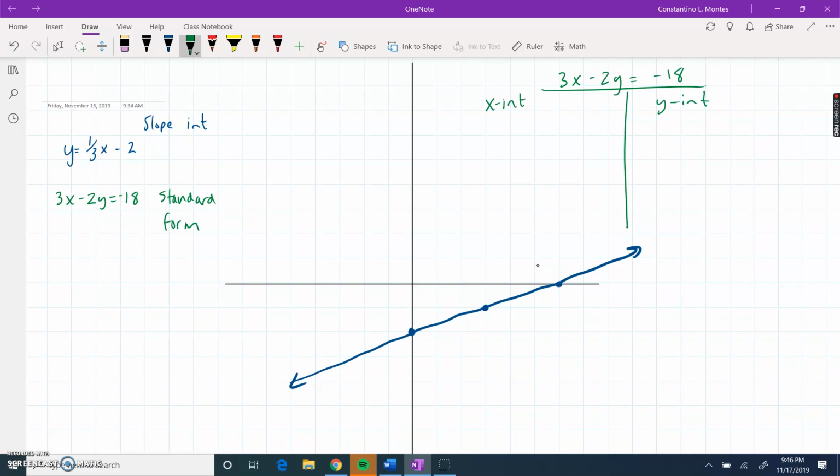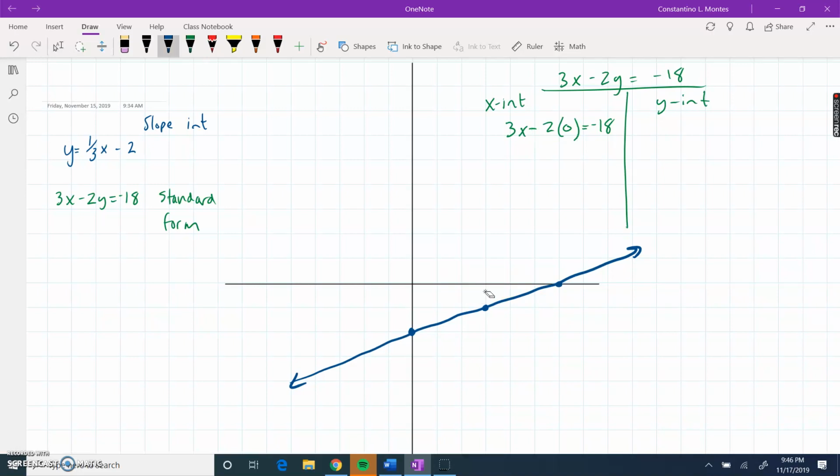For my x-intercept, I keep my x in my equation, just like I have right there, and it's -2 times, and I'm going to plug in 0 for y, equals -18. What this does is, since I know that for my x-intercept, which is this axis, when my graph crosses this axis, no matter where I'm at, my y value is always going to be 0.